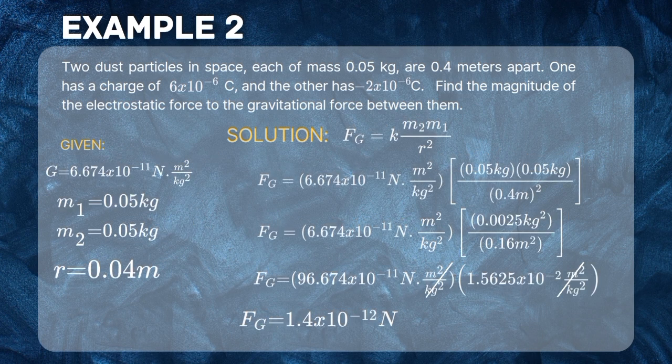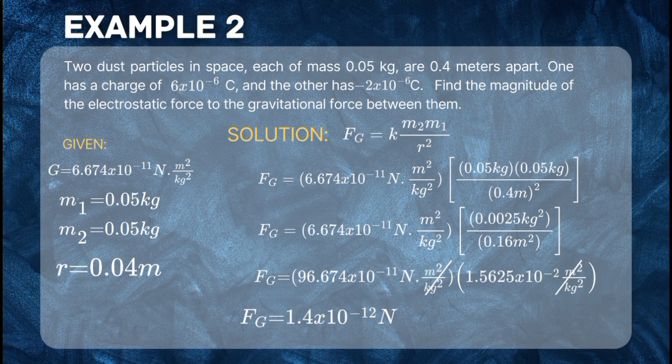For example 2, again, these are the givens. For the solution, F sub g is equal to the constant value of the gravitational force times the two masses divided by 0.4 meters squared. So if we work out the solution, we will come up with 1.4 times 10 raised to negative 12.